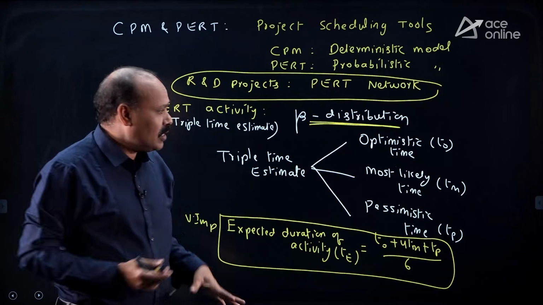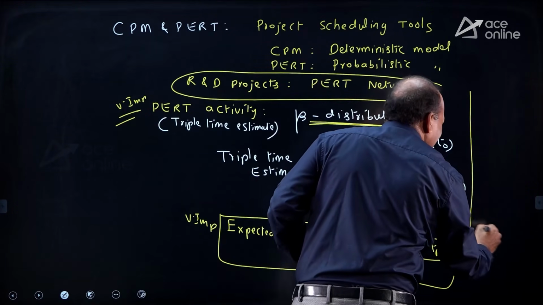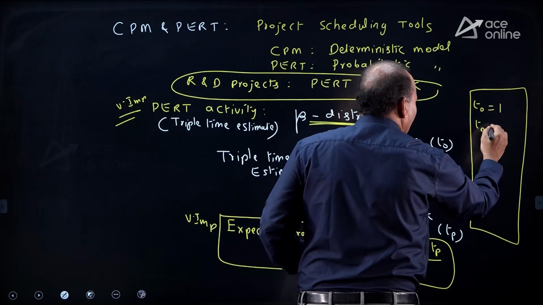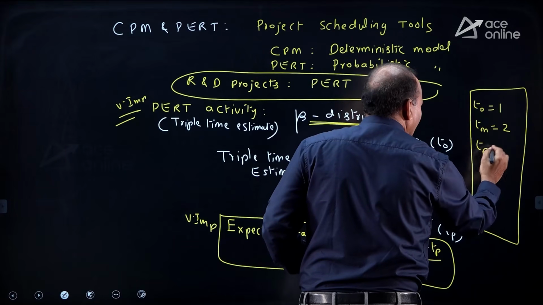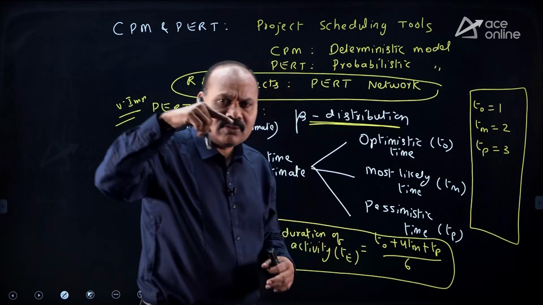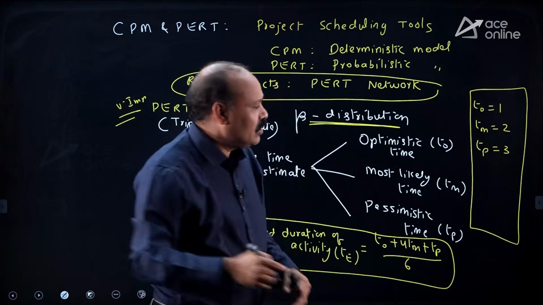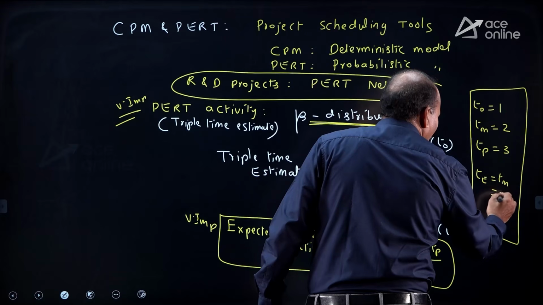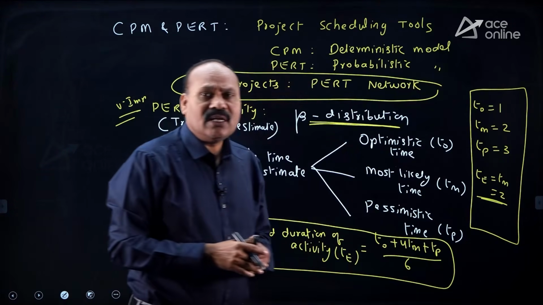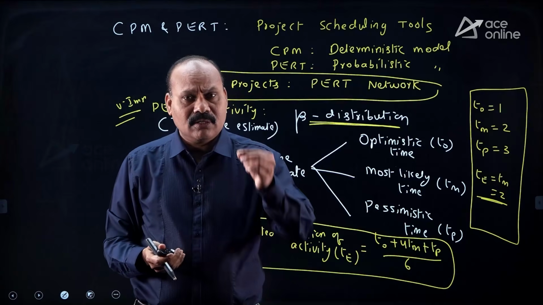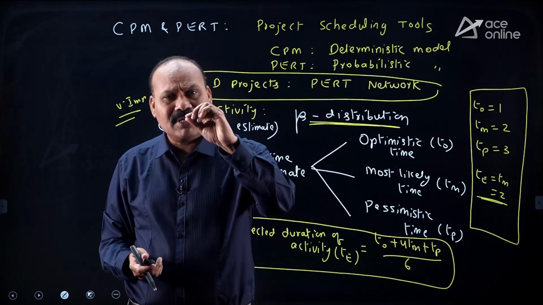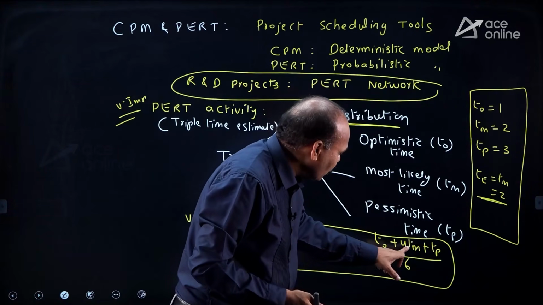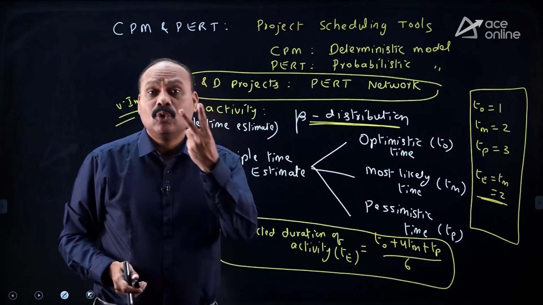Suppose you have forgotten this formula, you can make use of 3 values which are in series. Say To is equal to 1, Tm is equal to 2, Tp is equal to 3. What about these 3 values? Arithmetic progression 1, 2, 3. If you substitute in the formula, we get the middle one, that is 2. If the values are in arithmetic progression, the TE value must be equal to Tm. If you substitute in the formula, (1 + 4 × 2 + 3) / 6, how much? 2 we are going to get.